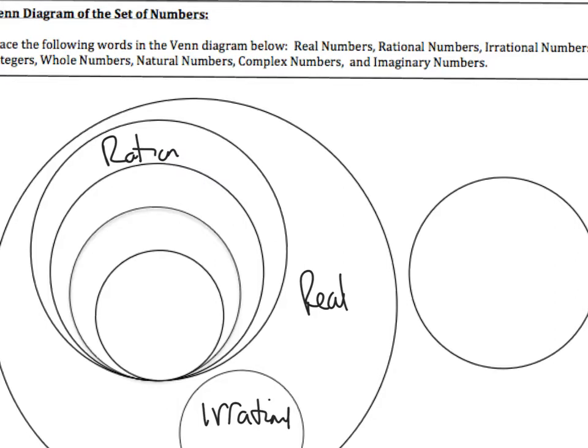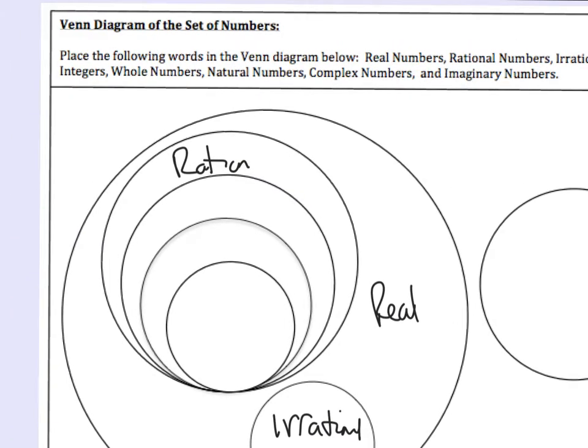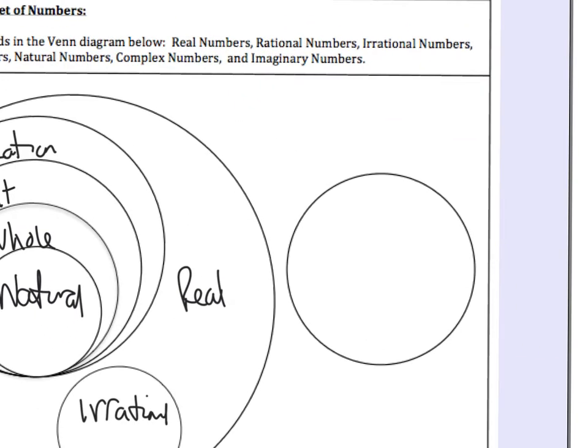All right, what we got next? Integers, whole numbers, natural numbers. So we'll go integers, whole, natural. Imaginary is going to be over here.